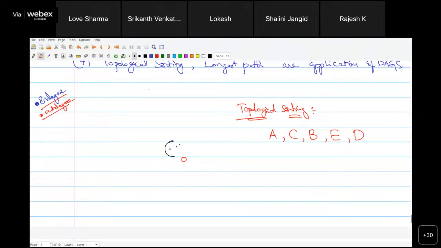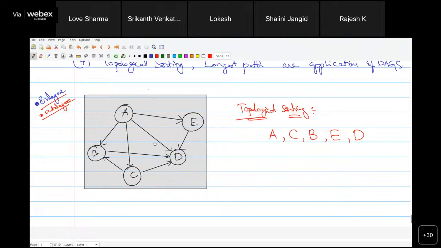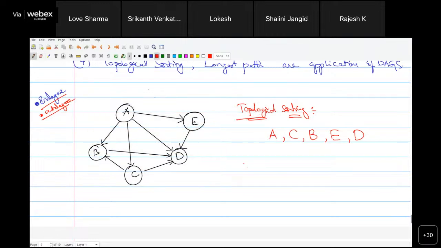If you observe, we started from here, and I have given the topological sorting to be A, C, B, E, D. So if you treat these as the tasks A, B, C, D, E, you have a set of 5 tasks to be done, and the edges represent that if there is an edge from A to E, then task A needs to be performed before task E. Then tasks need to be performed in this particular order: A first, then C, then B, then E, then D.